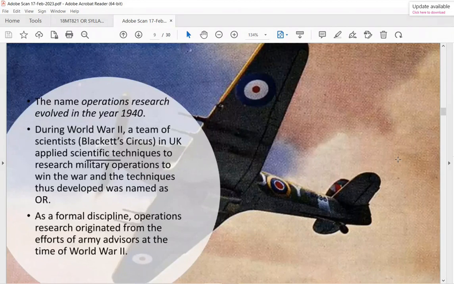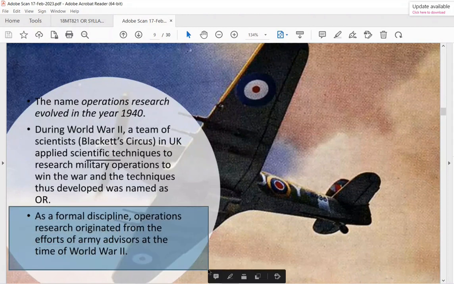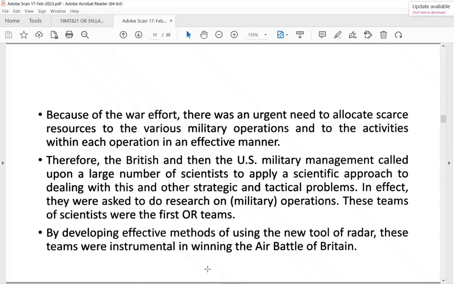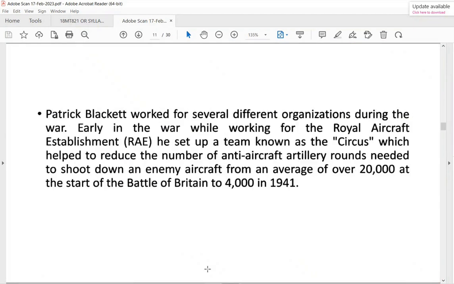During the World War, what was taken care of? Scientific techniques were used for the research of military operations towards the war, techniques used for development. That itself is called war. Because the proper formal discipline, operation research, originated from the efforts of army advisors. During World War II, research was also used. These are the explanations with respect to that.